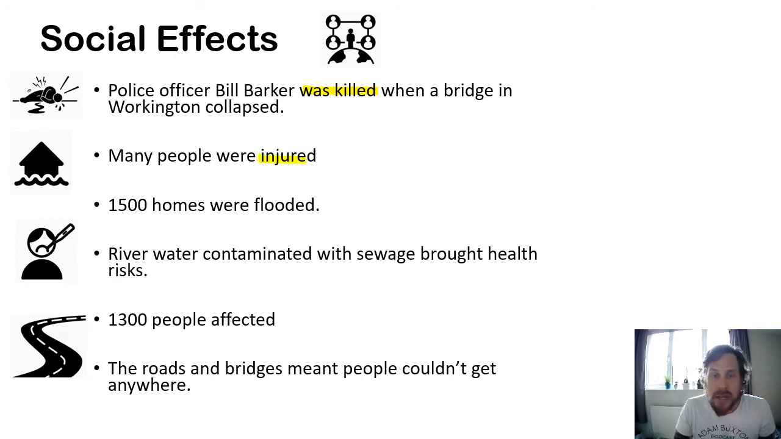Many people got injured, so many people hurt themselves. Lots of homes were flooded, so there was damage to the homes. The river water got contaminated, which means there was lots of dirt and things in it, which made people ill. 1,300 people got affected, and the roads and bridges were damaged, so people couldn't get anywhere.